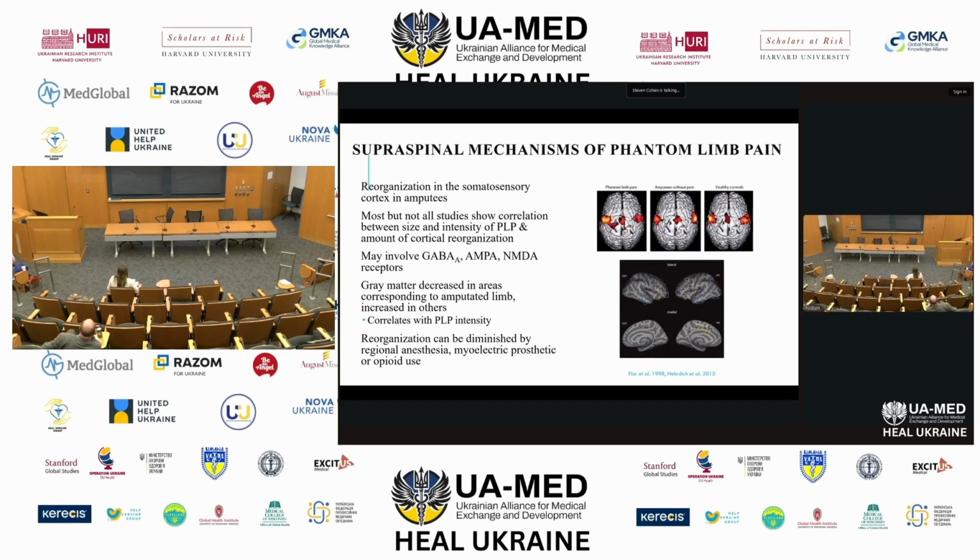Gray matter is decreased in areas corresponding to the amputated limb and correspondingly increased in others. There have been several studies showing that things like opioids, different prosthetics, and regional anesthesia can diminish reorganization and hence pain. But it's probably not a particular kind of pain relief. It's probably pain relief in general.